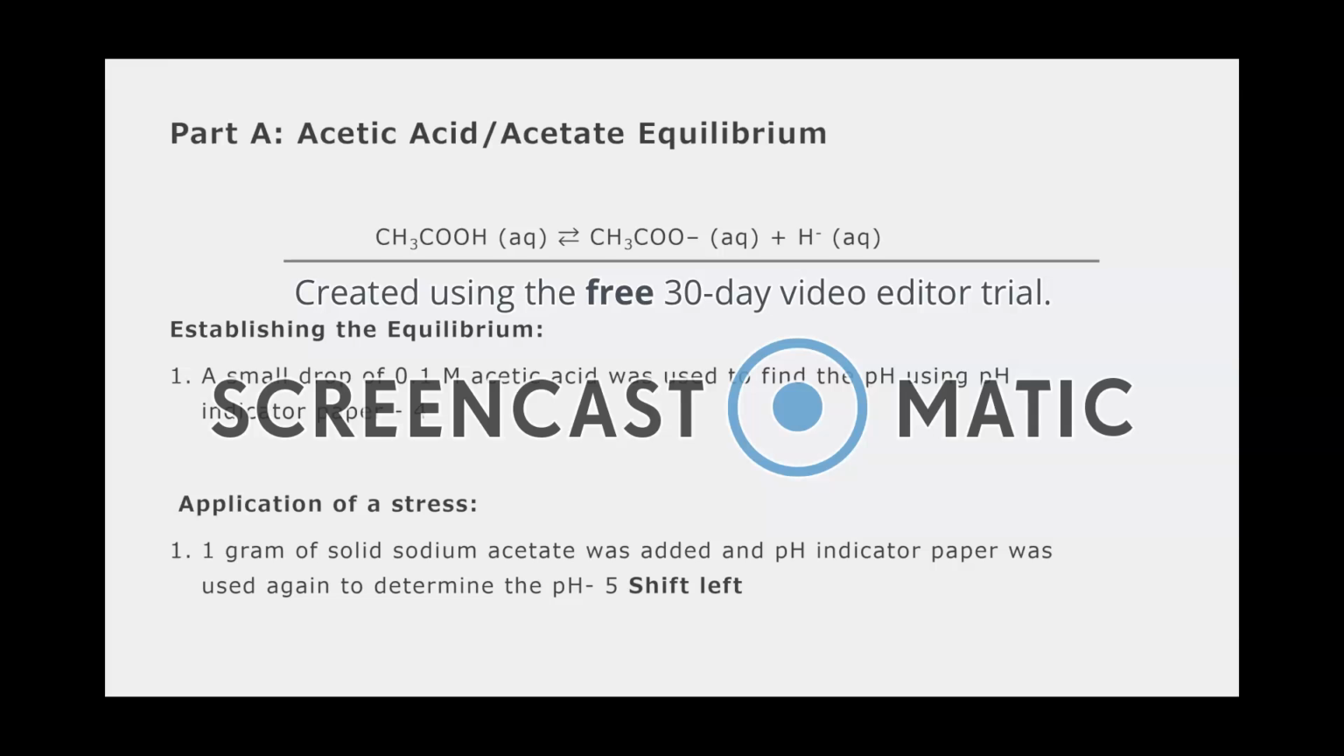Then there was an application of stress, which was adding 1 gram of solid sodium acetate to the acetic acid. This was mixed together, and then a drop was also added onto a pH indicator paper, where it was determined to have a pH of 5. This equilibrium had a shift left because there was a decrease in the H+.